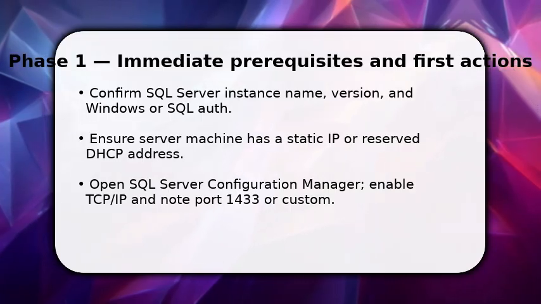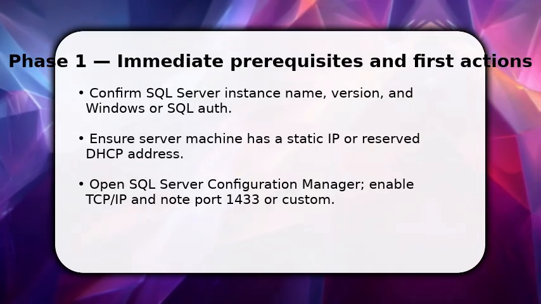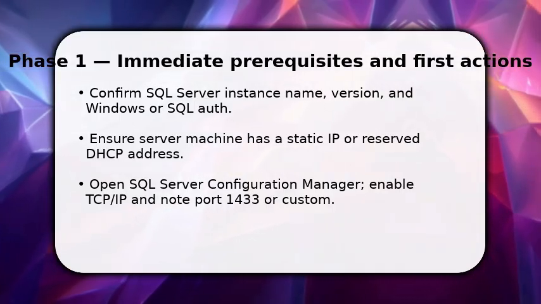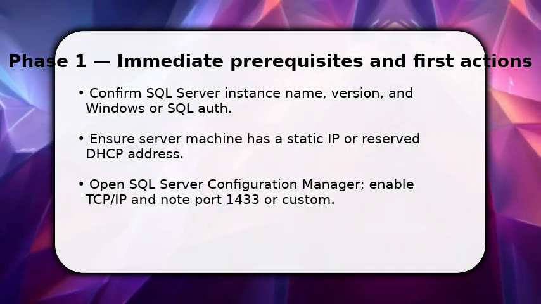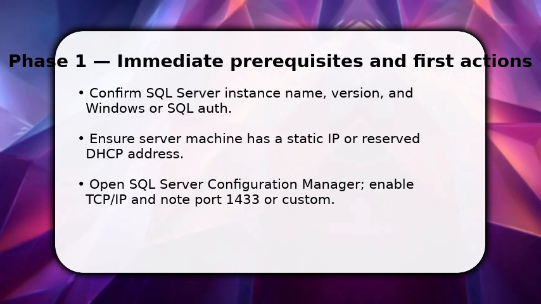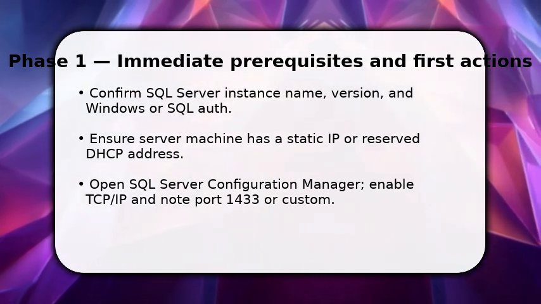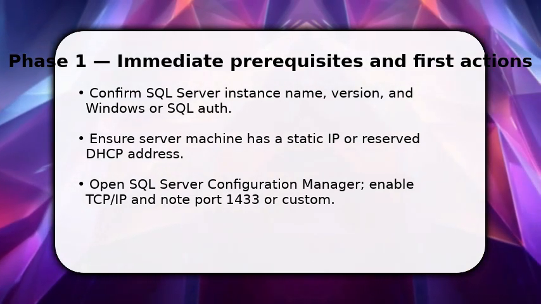Next, open SQL Server Configuration Manager and enable TCP/IP. That exposes the database over the network. Make sure to note the TCP port, default 1433, or a custom port if set. You need these facts before moving to firewall rules and client connection strings.